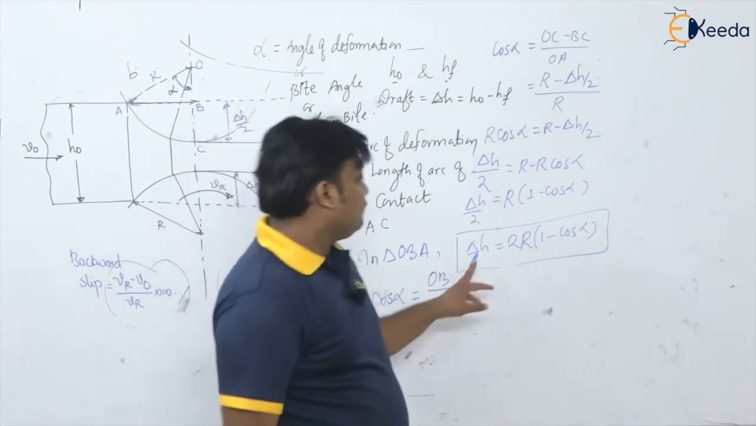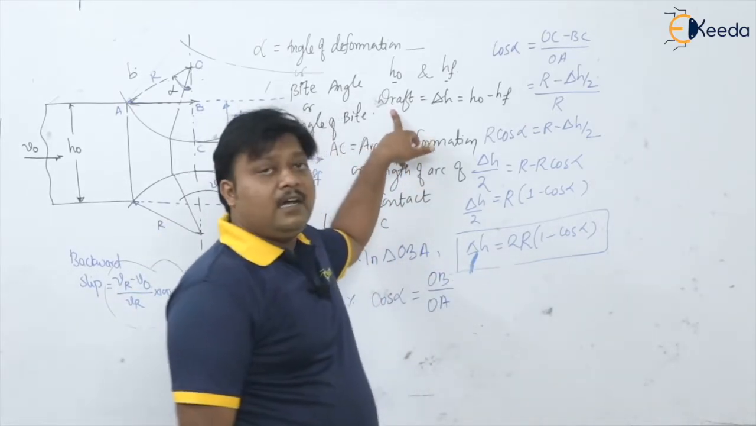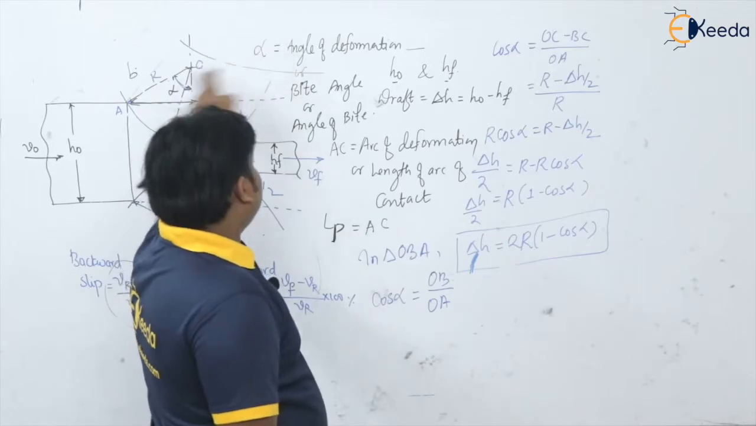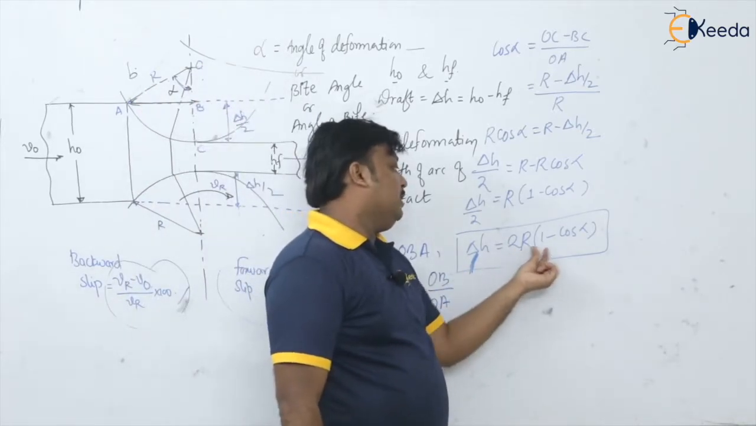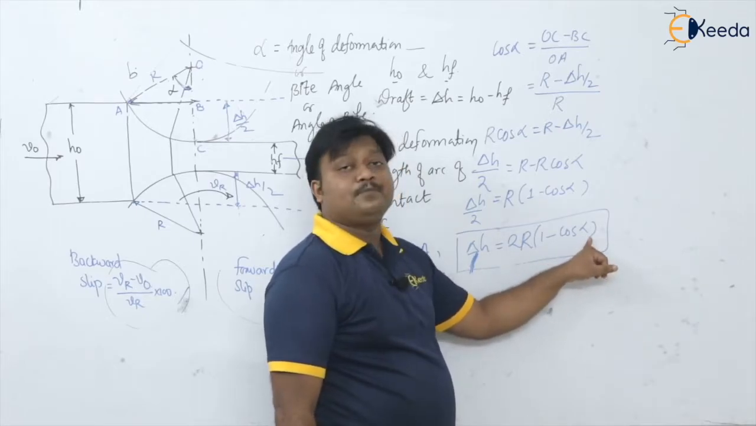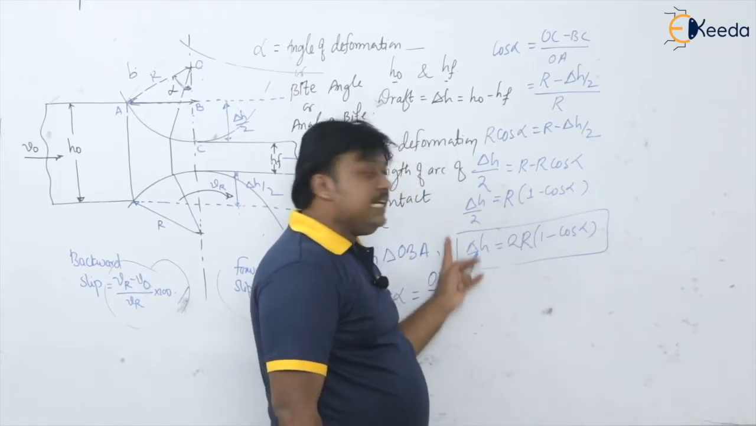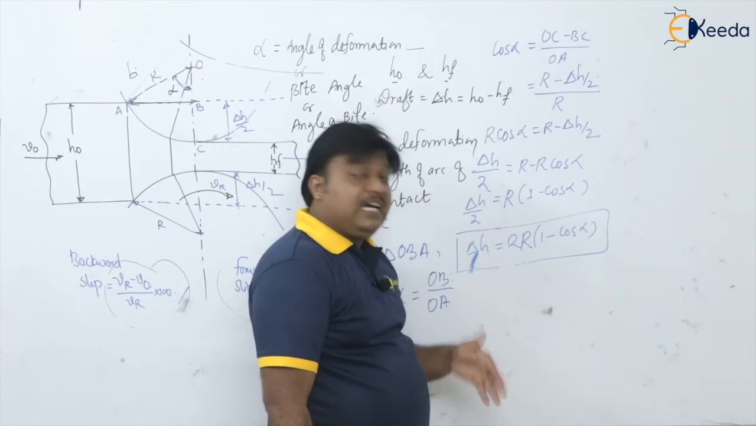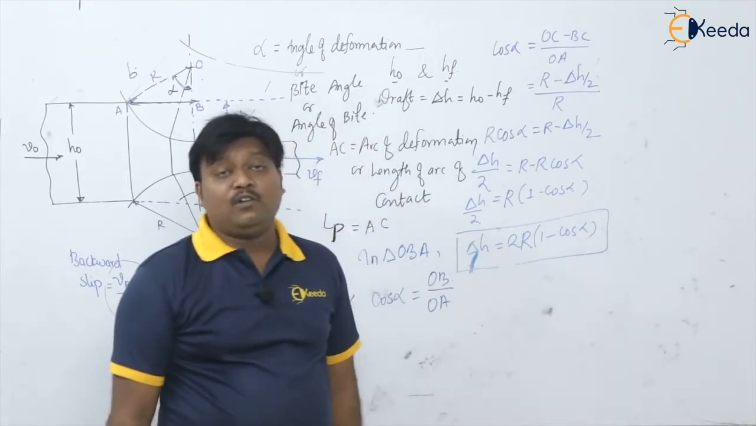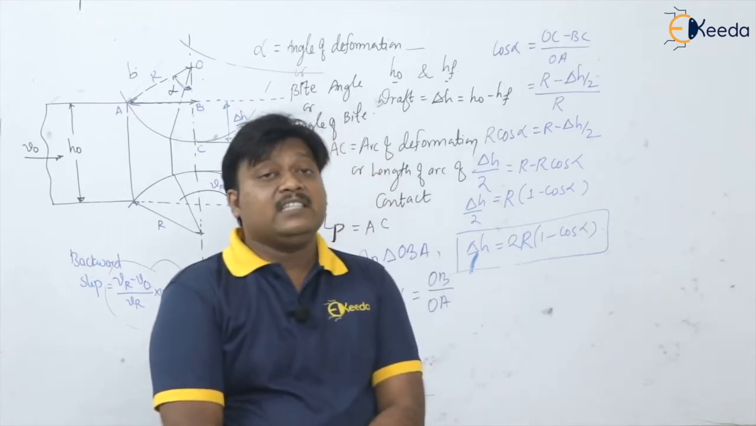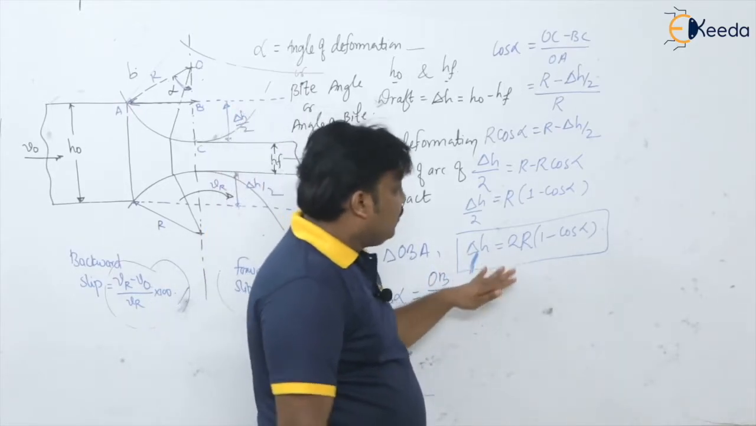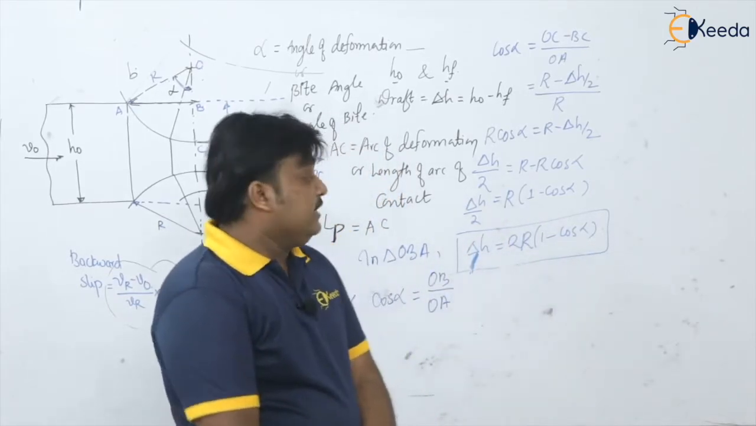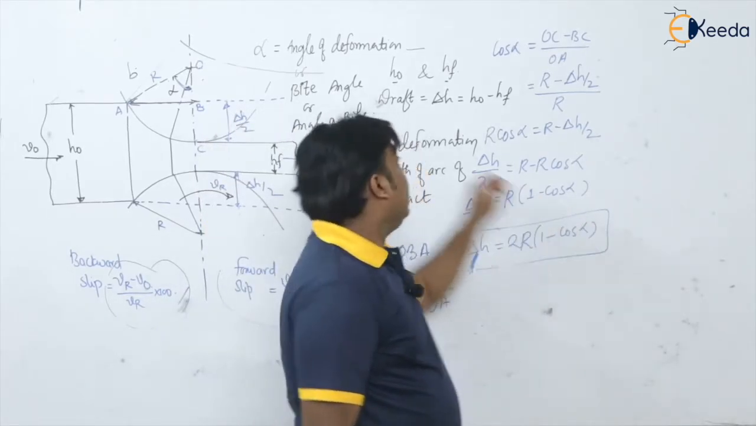What did you get? This delta H is the draft in the rolling operation, which is 2R, and 2R is nothing but the diameter of the roller. So you can also write: diameter of roller into bracket 1 minus cos of alpha. From this relation, generally delta H is known to us, H original and H final are given in the numericals. We are interested in finding this alpha value, that is the angle of deformation or the angle of bite. So this formula is for the calculation of the angle of bite, this alpha value.